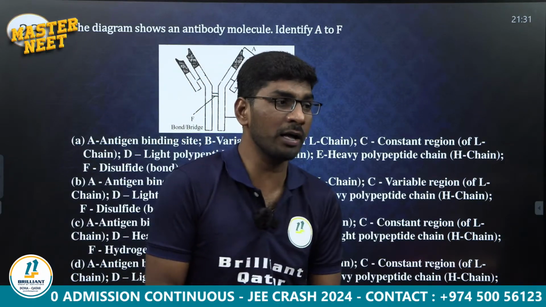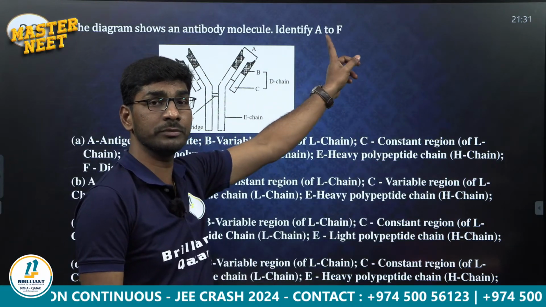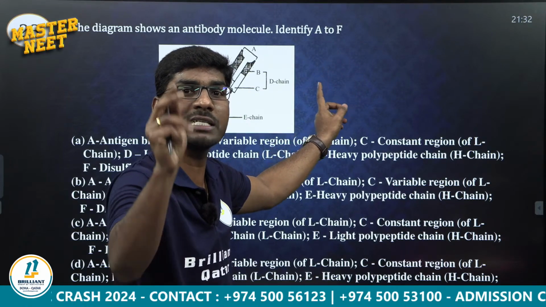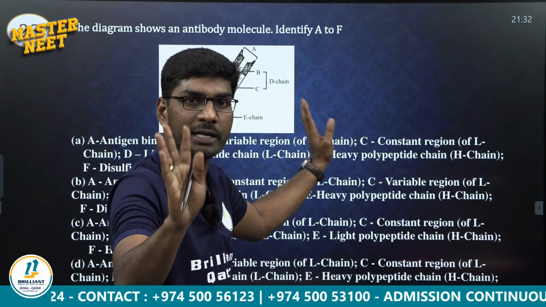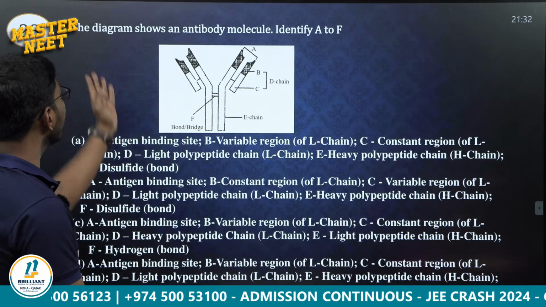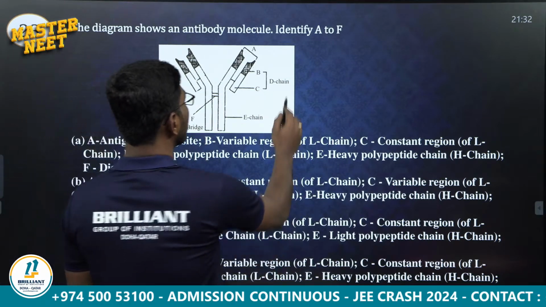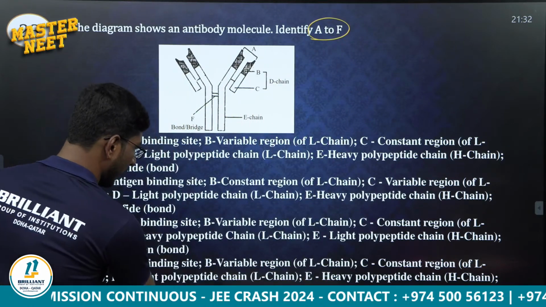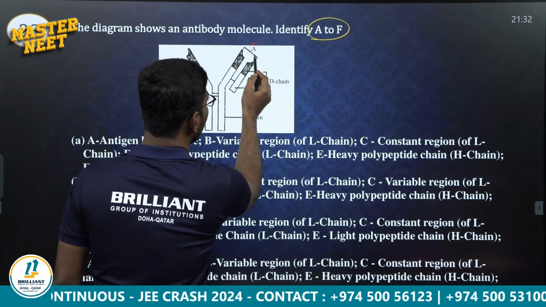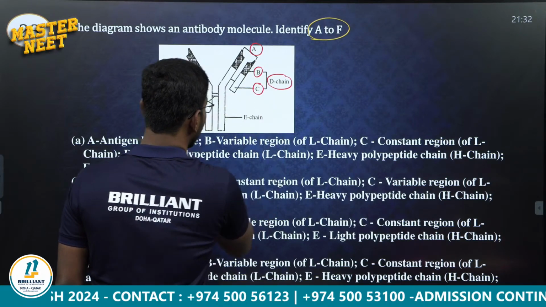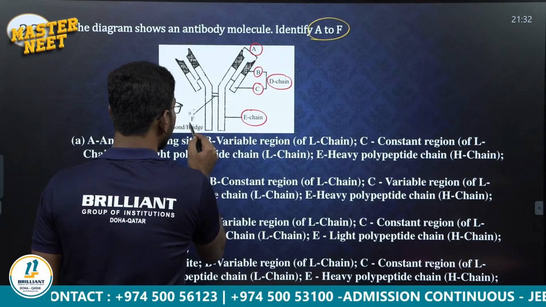Are you ready? This is the most important. Students, this time prepare properly. Structure of antibody: what is the correct answer? Look here, the diagram shows the antibody molecule. Identify A to F, which are given. Let me take the red marker. A, B, C, and D is given here, and E, F are given.